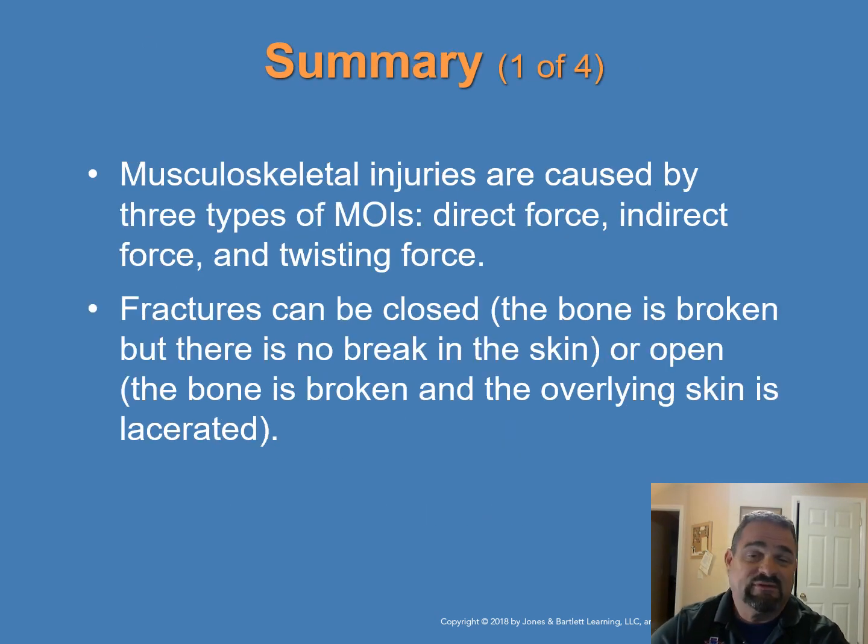All right, so a little bit of summary on this particular chapter. We've talked a lot. We've talked about musculoskeletal injuries and how they're caused by three types of MOIs, or mechanisms of injury: direct force, indirect force, and twisting force. We also talked about fractures. They can be closed, where the bone is broken but there is no break in the skin, or they can be open, where the bone is broken and the overlying skin is lacerated.